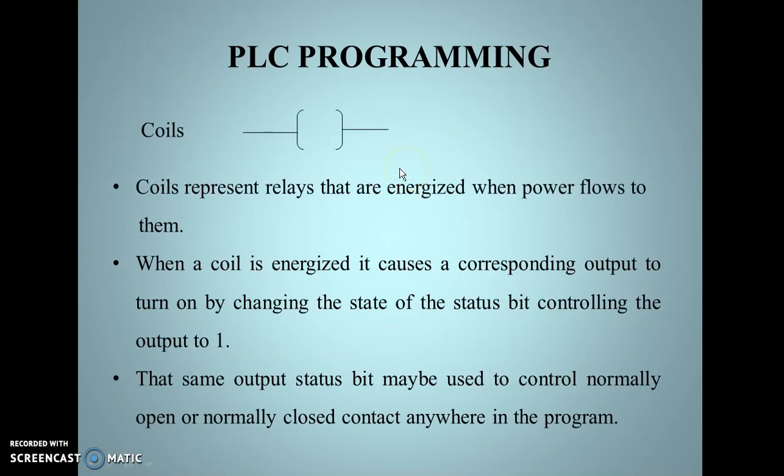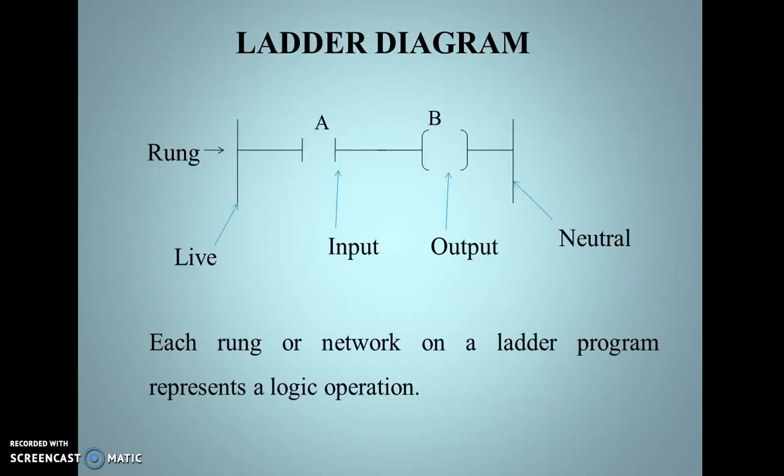The outputs in PLC programming are represented by coils. The coil represents relays that are energized when power flows to them. Some of these outputs or coils can also be used as control inputs anywhere in the program. That can be seen in further, modified or advanced programming. Let's try to understand the PLC programming.